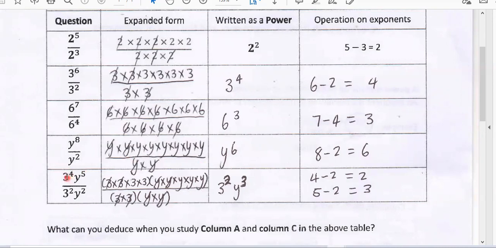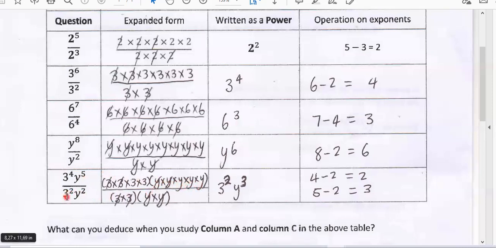Then the last one, we have 3 to the power of 4 and y to the power of 5 divided by 3 to the exponent of 2 and y to the exponent of 2. Now 3 to the 4 is telling me I must multiply the base, which is 3, 4 times by itself. So it's 3 times 3 times 3 times 3. Then secondly, we also have the base y. Now y, we must multiply it by itself 5 times because the exponent of y is 5. So that's why we went y times y times y times y times y, 5 times.